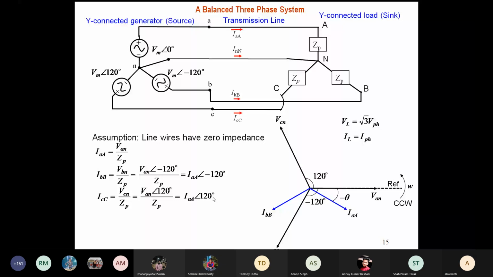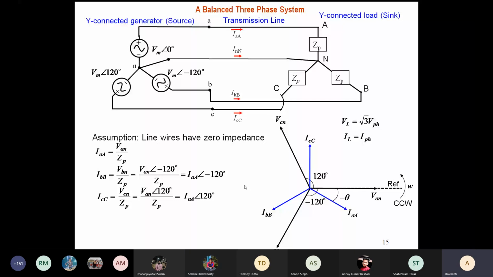I've understood. So IBB is IA rotated by minus 120. ICC is IA again rotated by plus 120, further 120, so it becomes plus 120. Is it clear? Yes, sir.